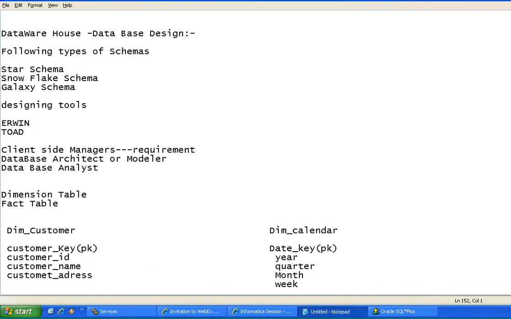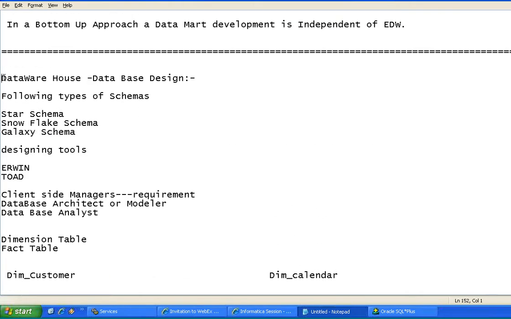So this is what we call a star schema. The data warehouse is designed with any of these three types of schemas. Before we start the project itself, these schemas will be designed. That means the structure of the dimension tables and the fact tables will be defined. Our job is just to load the data into the dimensions and into the facts. These will be designed by database architects.